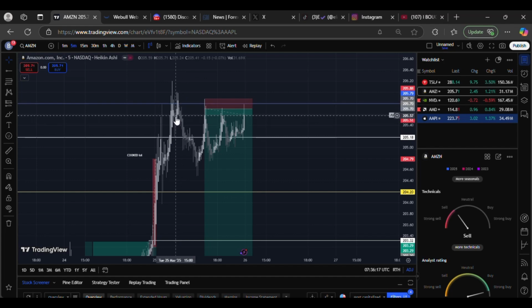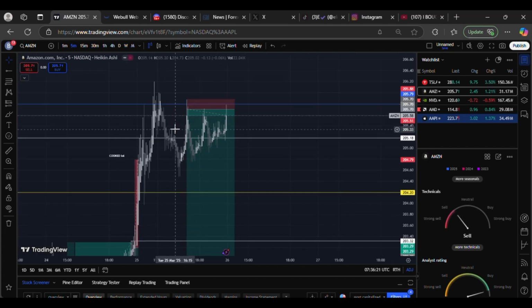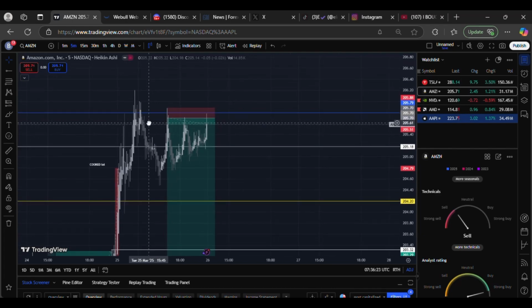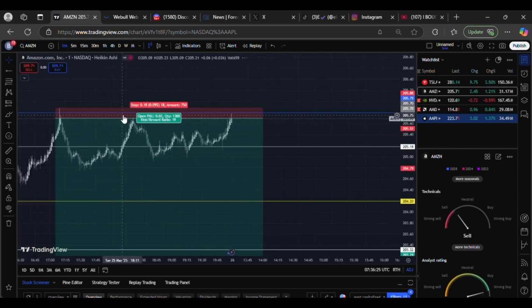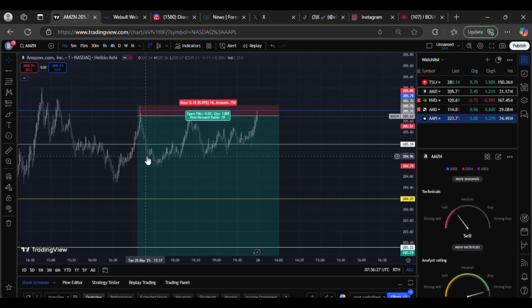So right here we got our 5 minute change of structure, 5 minute break of structure, but after the internal liquidity sweep, I just start over all that. So after that, we get our 1 minute change of structure, which is pretty strong. And then you get a fake.